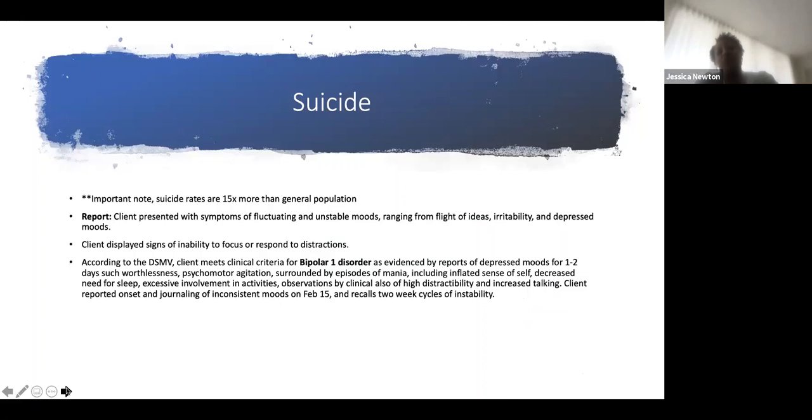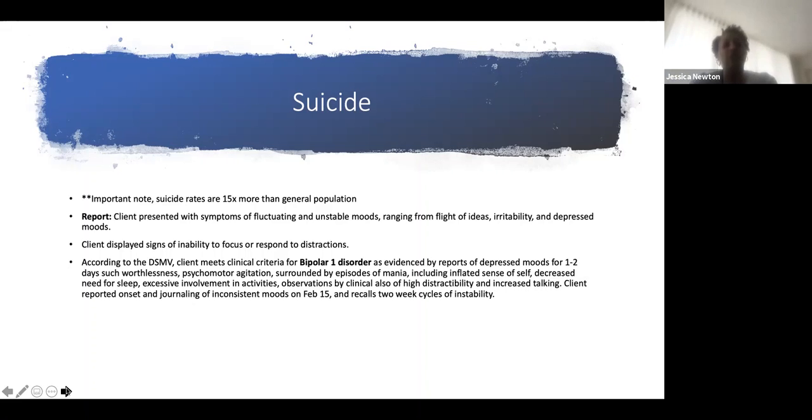So another thing that's very, very important to note with bipolar disorders is that suicide rates are 15 times more than the general population. And that lack of stability, those unstable moods and the fluctuation, is so very important that we want to keep that in mind, that when we are seeing those levels that go up and down, we are assessing appropriately and ensuring that we're asking the right questions to know where that person is in terms of thoughts of hurting themselves or someone else.